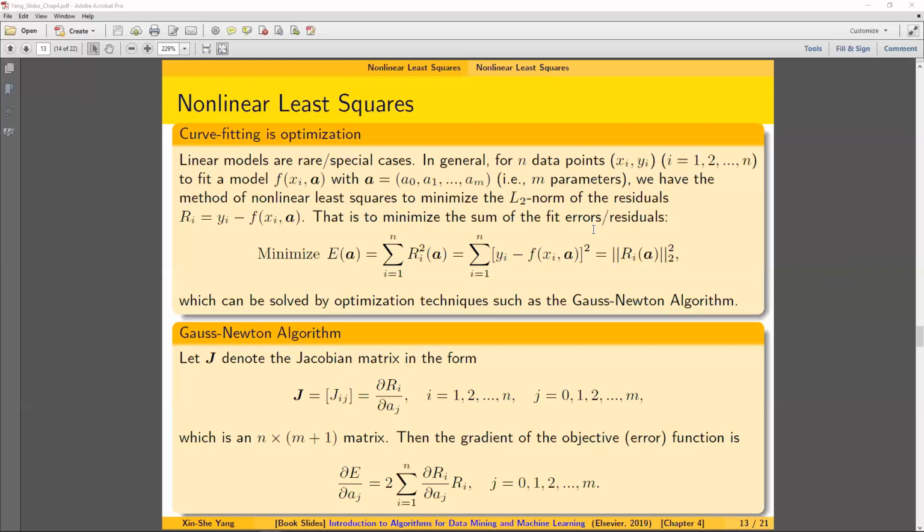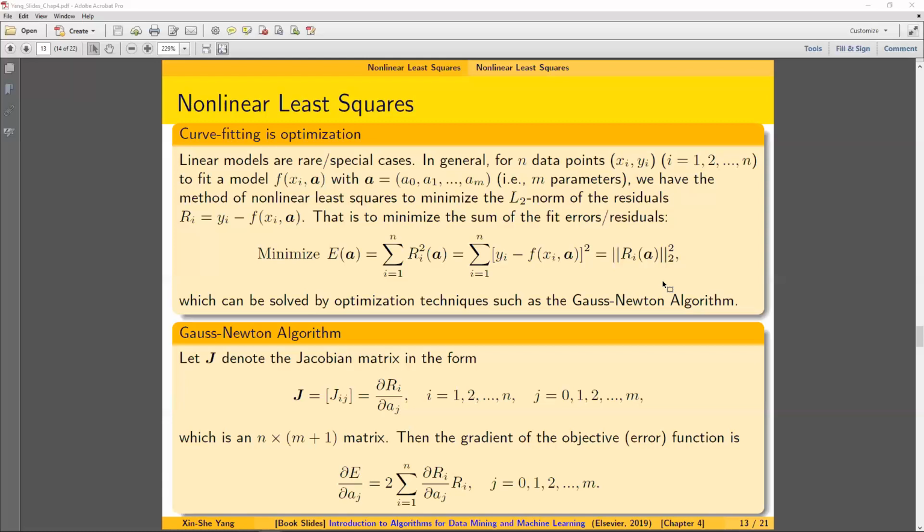So you're trying to minimize this error E(a) in terms of parameter a, the sum of r_i(a) squared. And each one of them can be represented this way. Based on the definition of the Lp norm that we discussed earlier, this is essentially the L2 norm. And for this minimization problem, you can solve it using the Gauss-Newton algorithm.